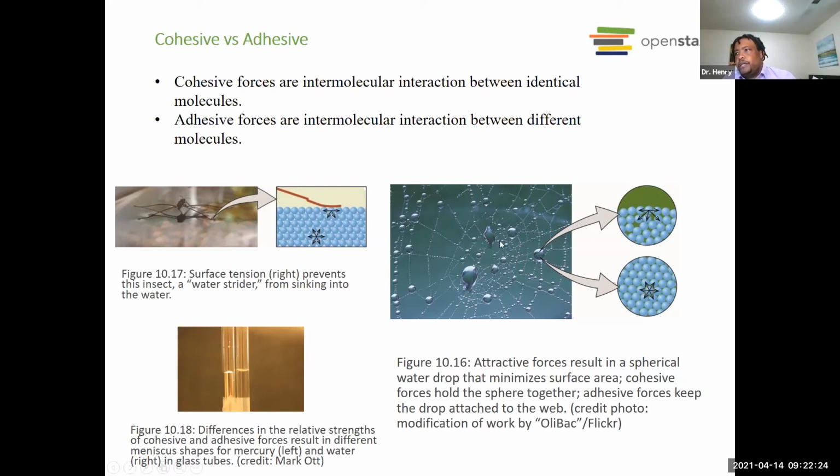Okay, so here we have a water droplet sitting on a spider web, right? The thing that allows it to nucleate on a spider web is going to be that adhesive force. But how big that water droplet gets is going to be a result of that cohesive force.